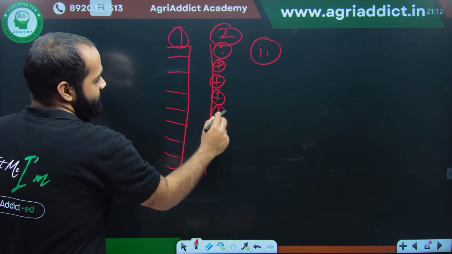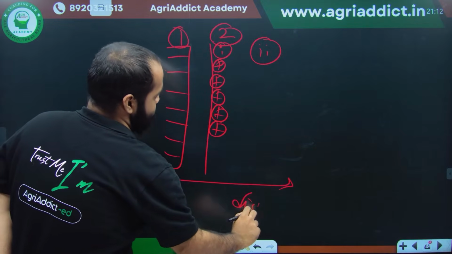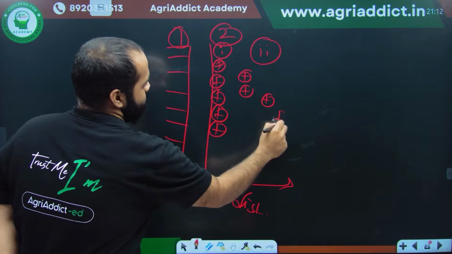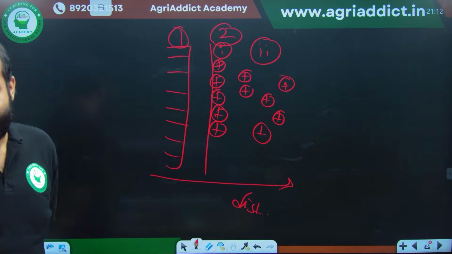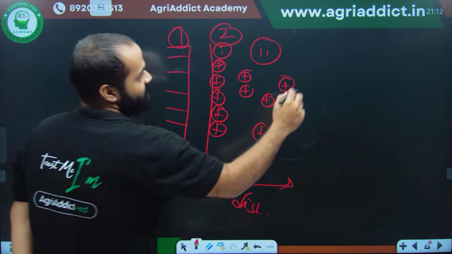layer only. With the increase in distance, this will continue to become diffused. All right.